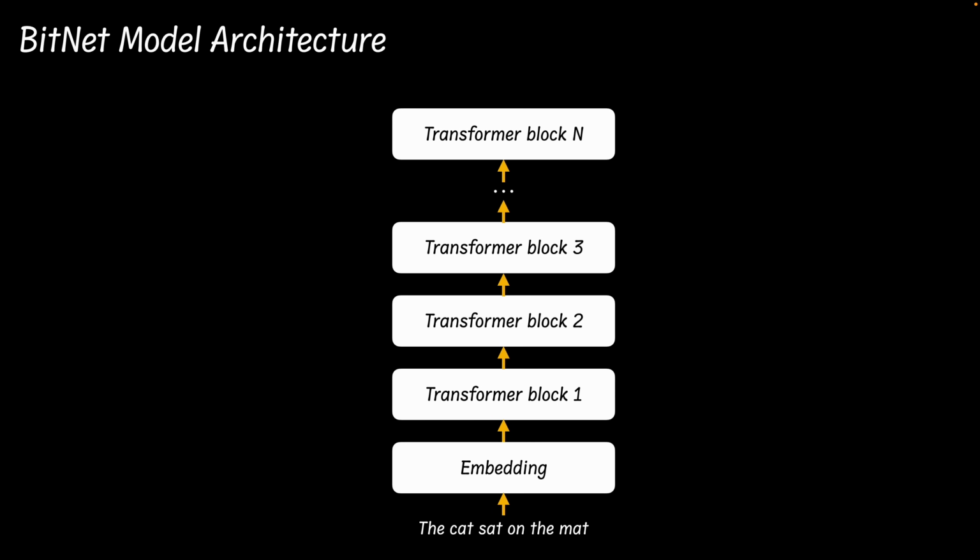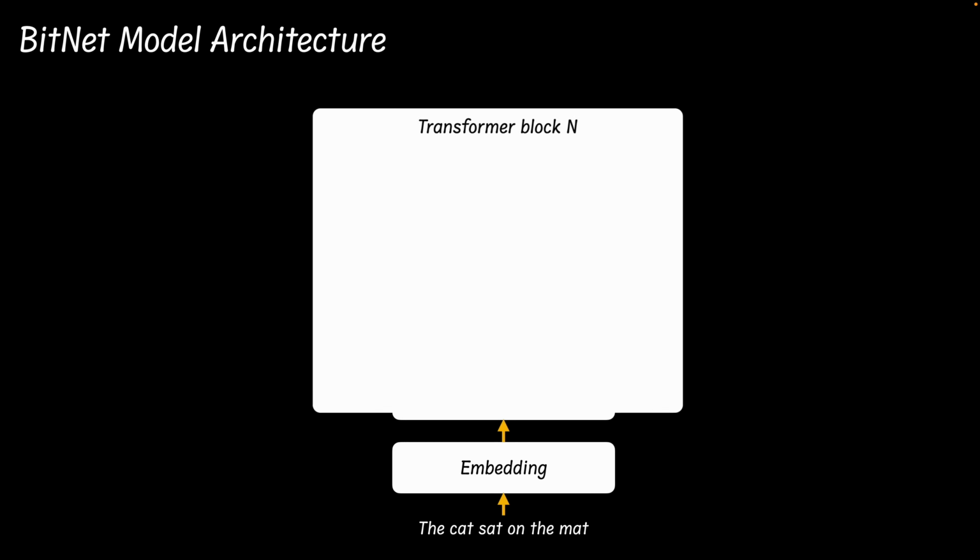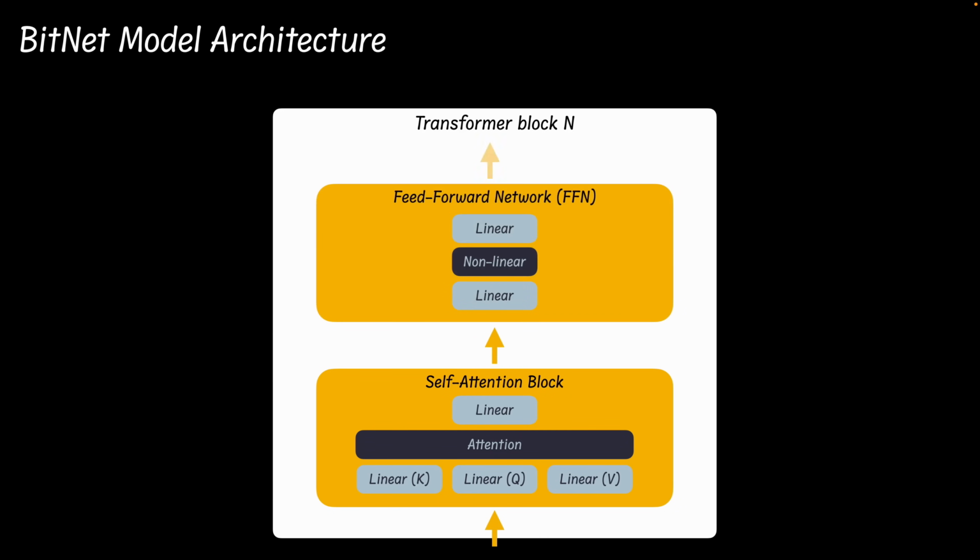Let's talk about the BitNet model architecture. At a high level, BitNet looks like any other modern LLM, a stack of transformer blocks. The key innovation is one simple change to the transformer block. In a nutshell, a classic transformer block has two main components: self-attention, followed by a feed-forward network.